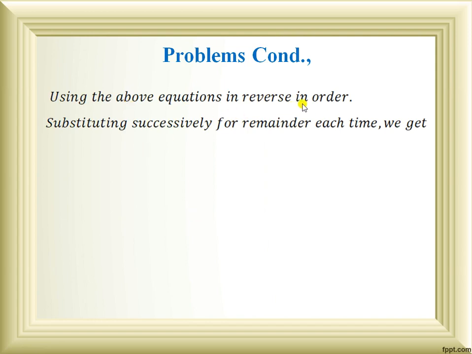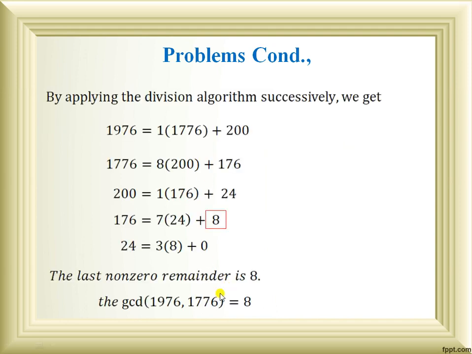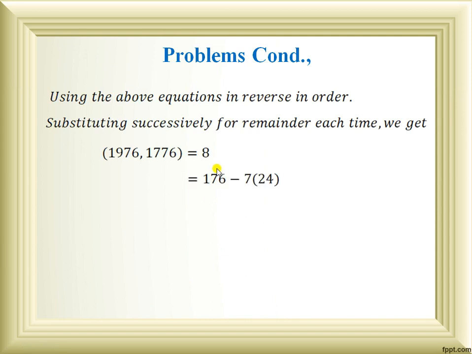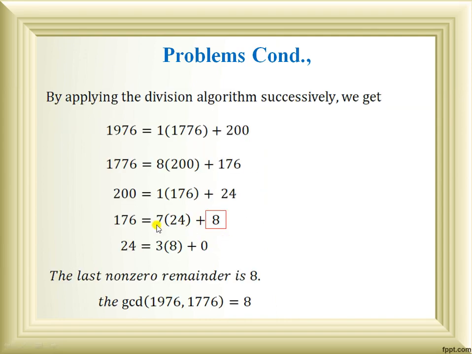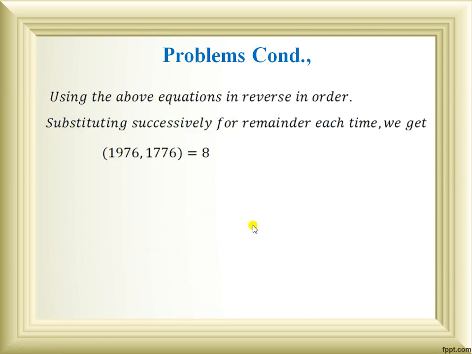So using the above equations in reverse order, substituting successively for the remainder each time, we get: GCD of 1976 comma 1776 is equal to 8. We are getting this GCD value as 8. So look at this, 8 is equal to 176 minus 7 times 24. I am replacing that value in place of 8. 8 is nothing but 176 minus 7 times 24.